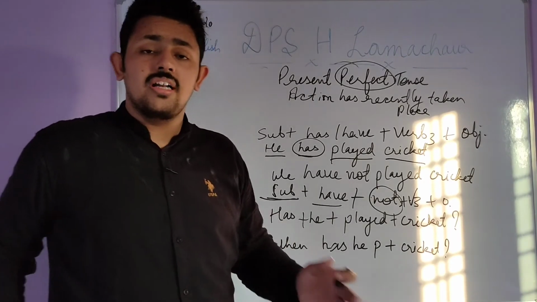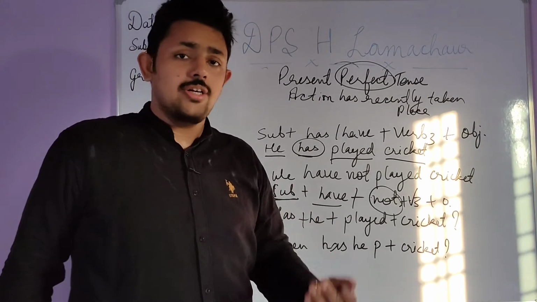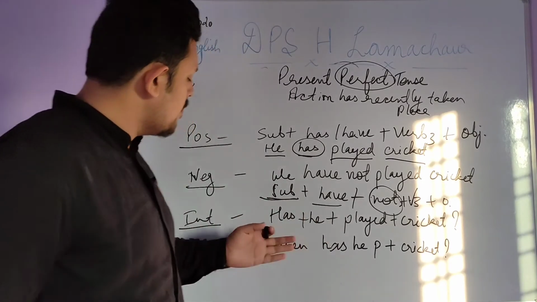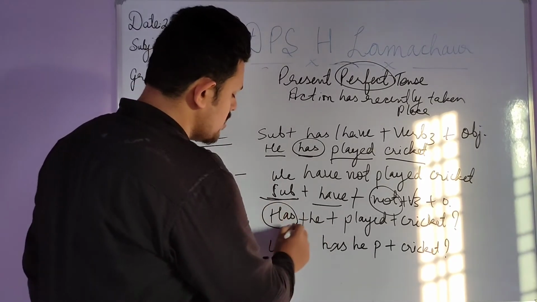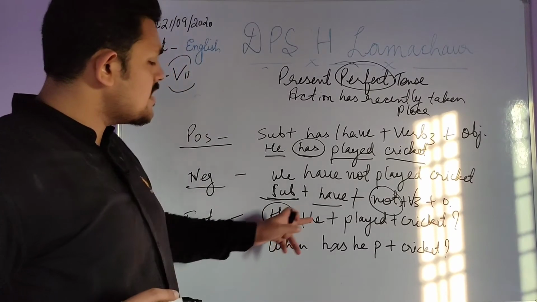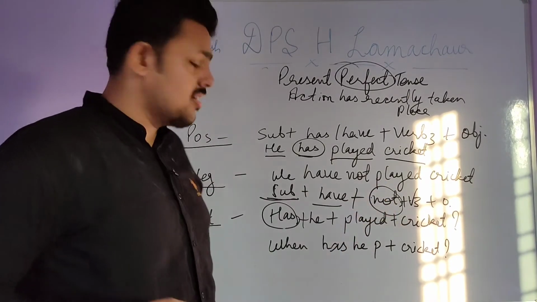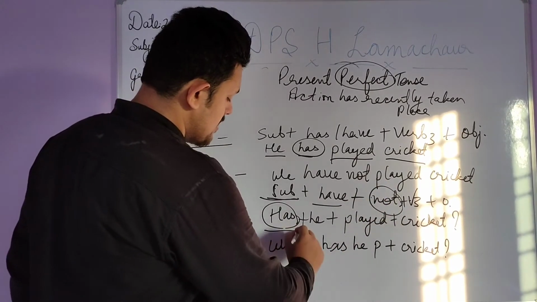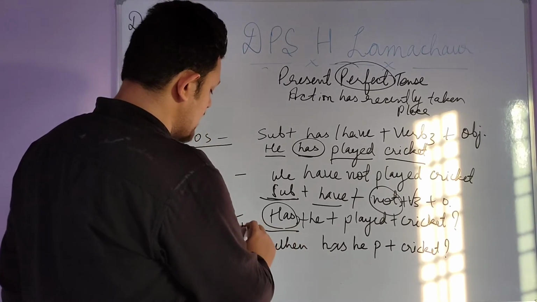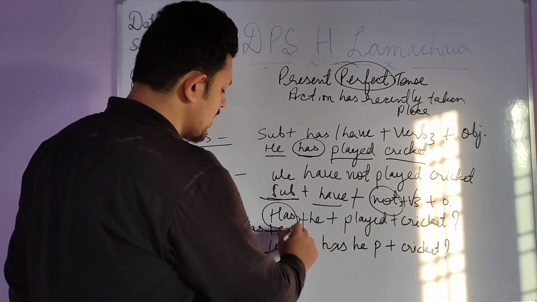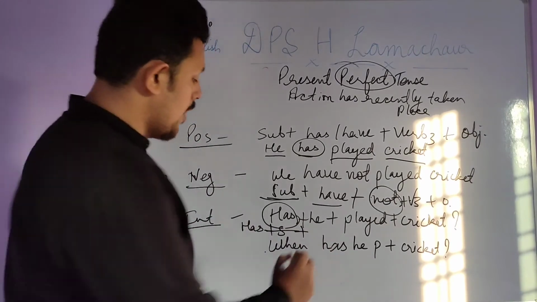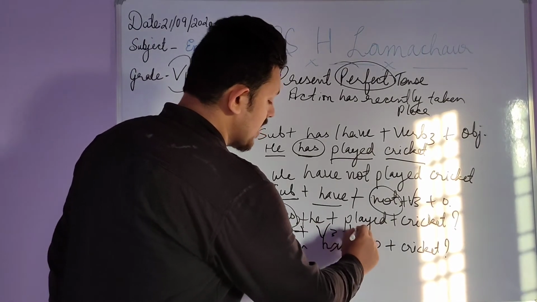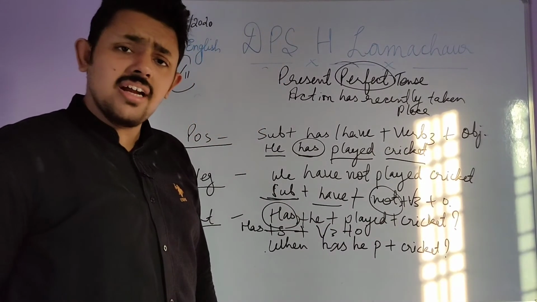Now we have the interrogative sentence. Like we have done for do and does, here we put has or have in the first place. So, has he played cricket? Has, that means we use has first, then subject plus what? The verb's third form plus object. So, has he played cricket?